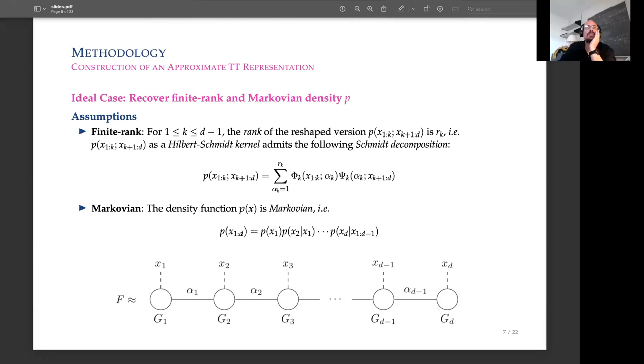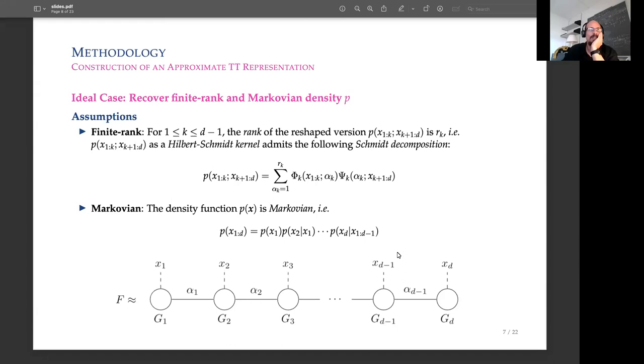Just for the Markovian property, isn't that true for any distribution that you can factorize this way? Isn't it just the chain rule for a probability distribution? Or maybe I'm missing something. I think there's some error here. It's not X_D conditioned on X_1 to D minus 1, it is X_D conditioned on X_{D-1}. Ah, okay. Yeah, that would make sense. Yeah, sorry, maybe some error here.